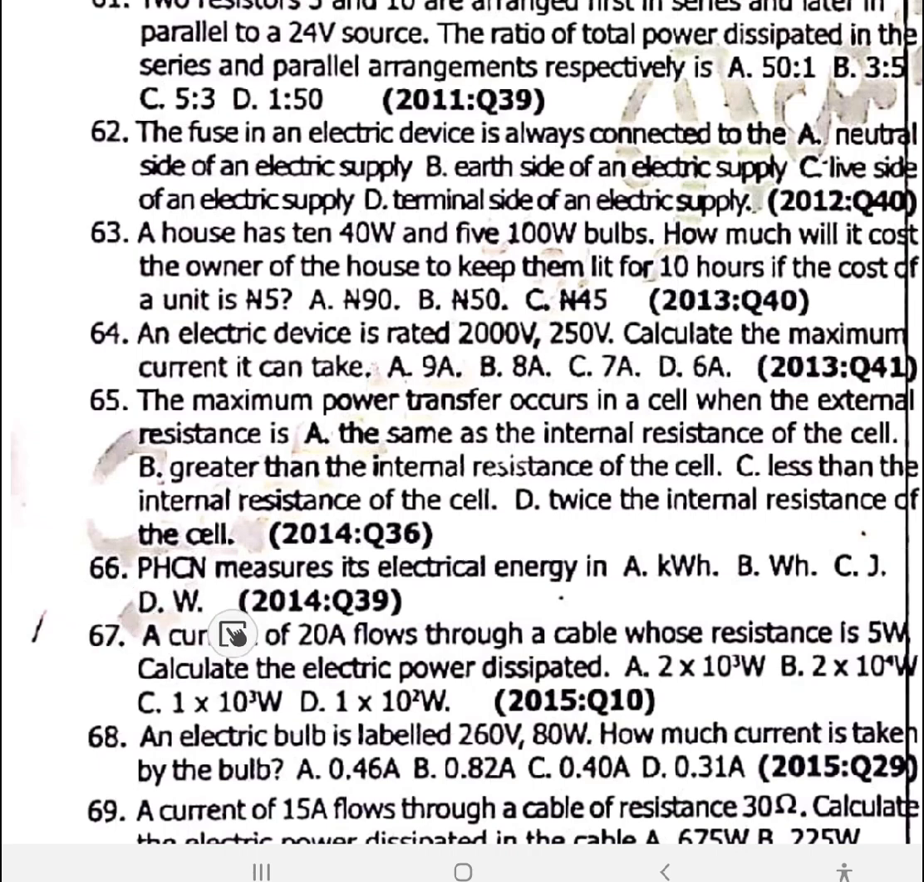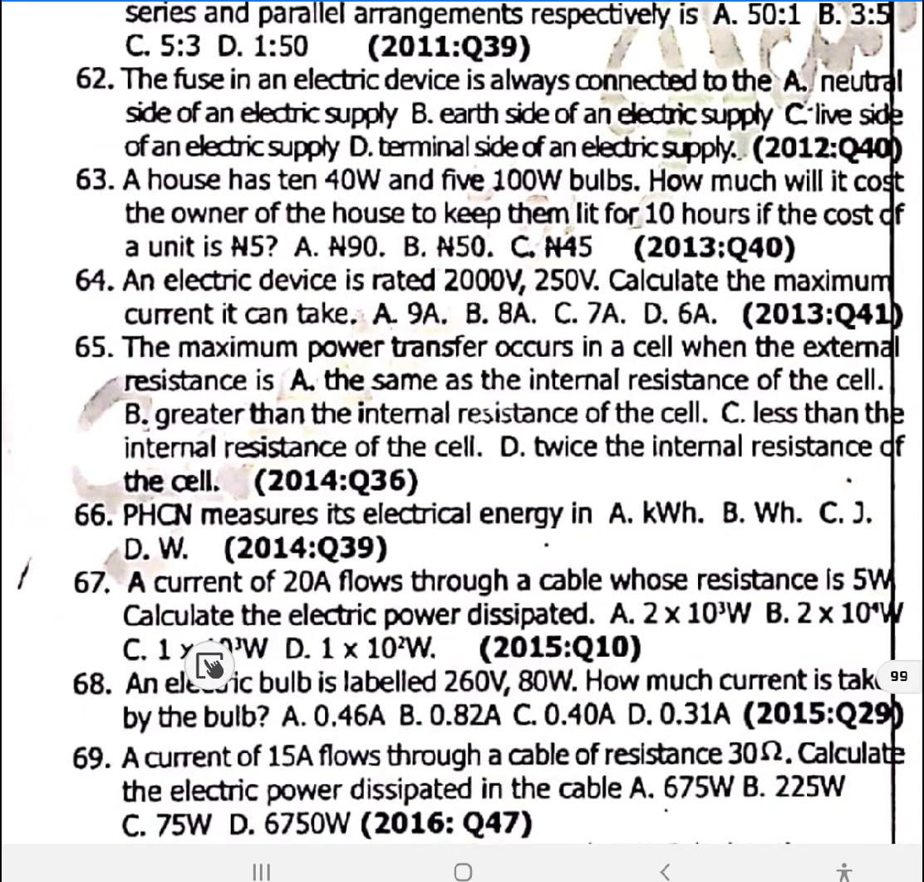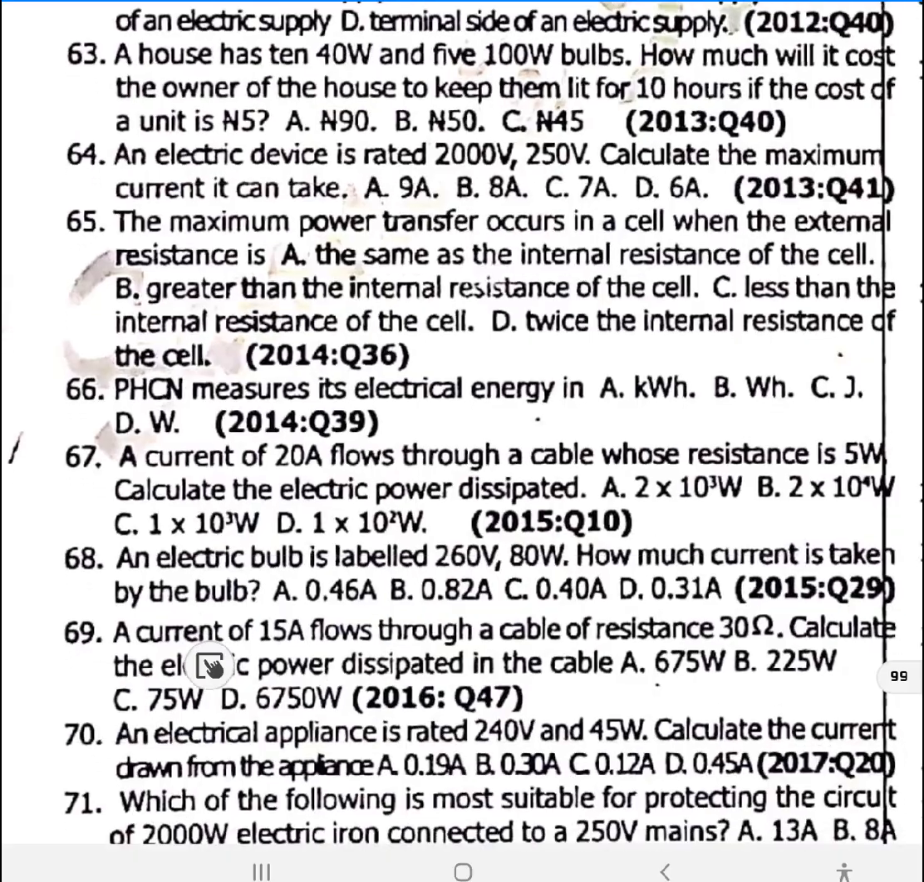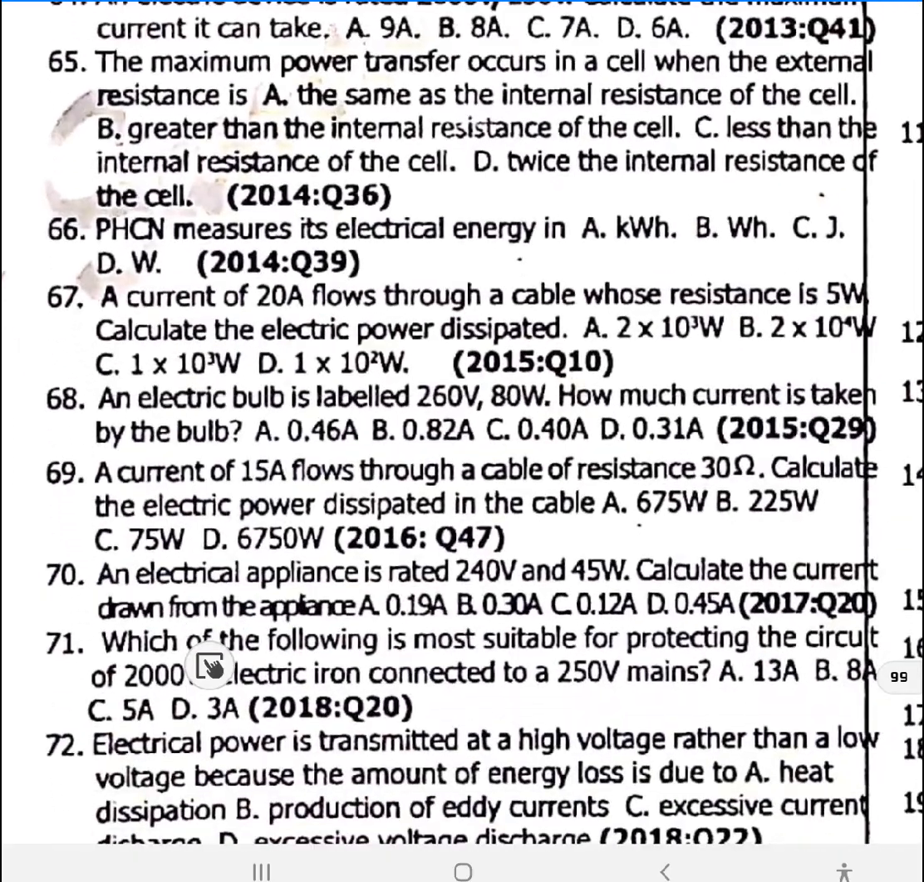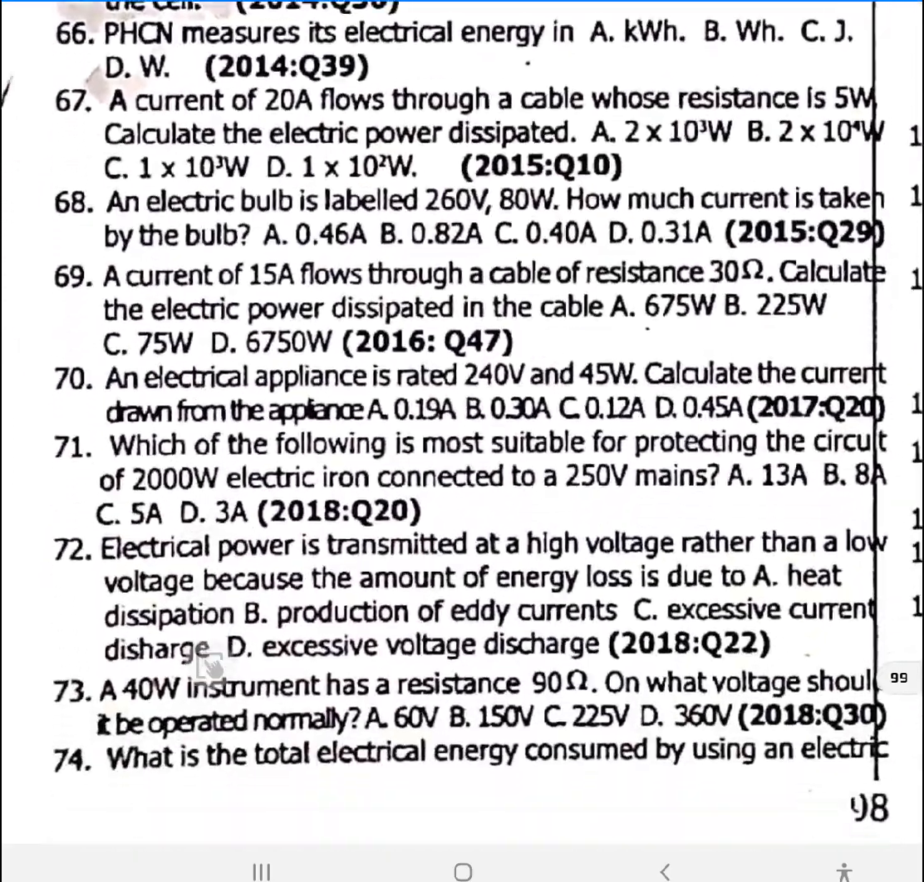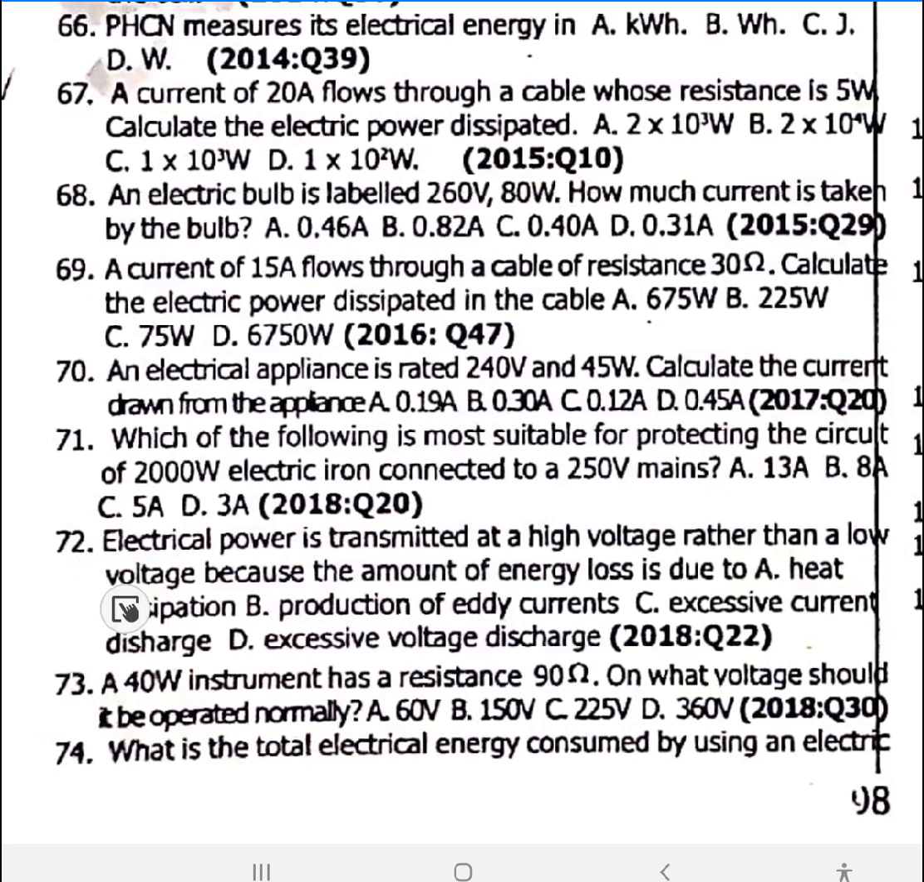Next one, they say PHCN measures its electrical energy in kilowatt per hour. Option A. All these ones. 72 should be the last one. Electrical power is transmitted at high voltage rather than low voltage because the amount of energy loss is due to heat dissipation. 72 is option A. That's that for this chapter, the theoretical aspect of it.